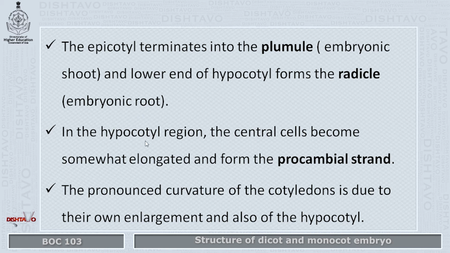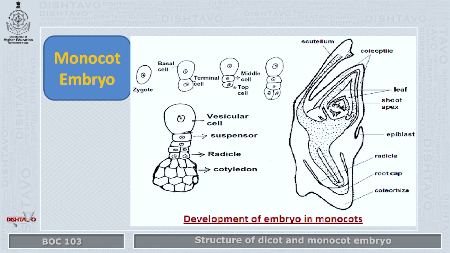In the hypocotyle region, the central cells become somewhat elongated and they form the procambial strand. And as I had already said, the pronounced curvature of the cotyledons takes place, and that is due to the enlargement of the cotyledons as well as the enlargement of the cells of the hypocotyle.